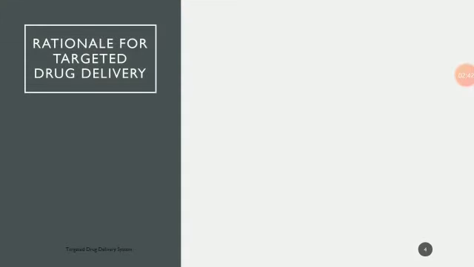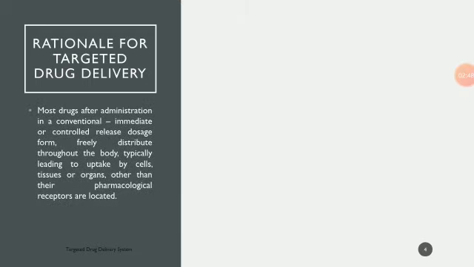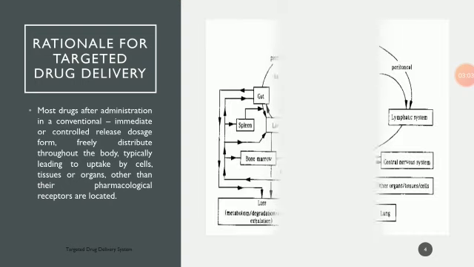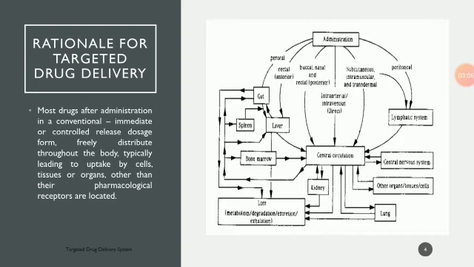Let's move forward to the second part of our lecture, that is rationale for targeted drug delivery. Most of the drugs, after administration in a conventional, immediate, or controlled release dosage form, freely distribute throughout the body, typically leading to uptake by the cells, tissues, or organs other than where the pharmacological receptors are actually located. Let's see this figure that illustrates the distribution, metabolism, and elimination of drugs that may occur by natural pathways.